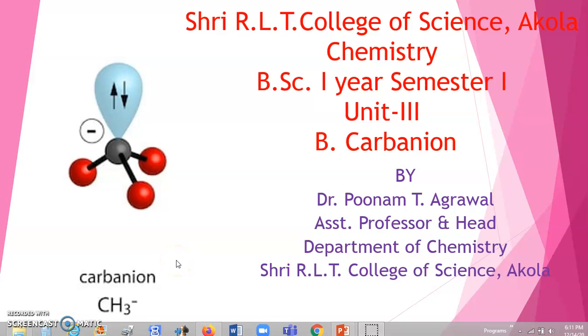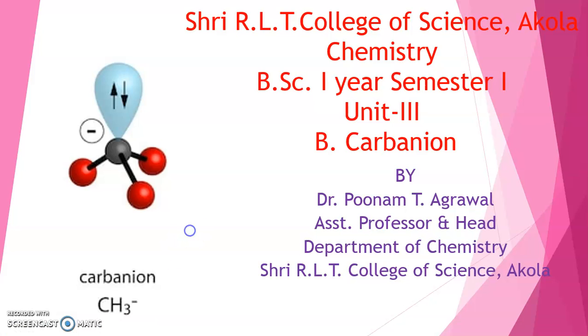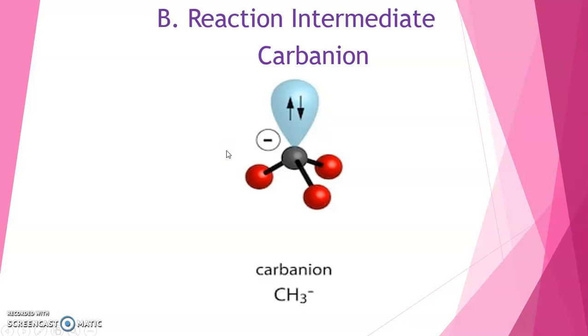Hello students. Now in today's lecture we are going to see about the carbanion. The name itself suggests the meaning. This is a second reaction intermediate. First is carbonium ion, which we had gone through in the last lecture. Then this is a carbanion, an organic species in which the carbon atom carries a negative charge. It is known as carbanion.